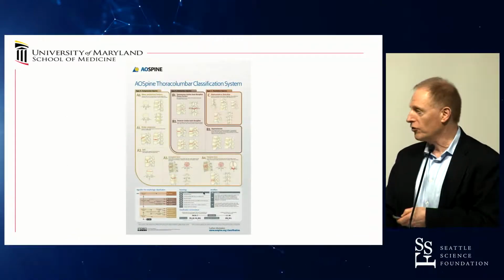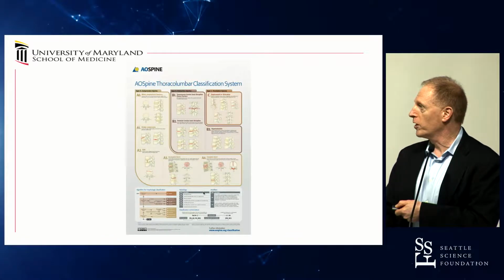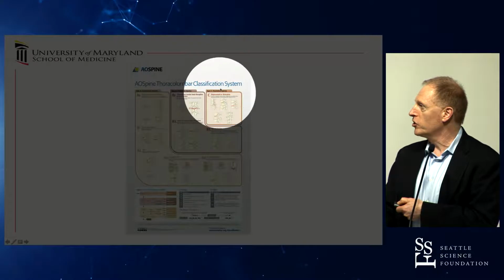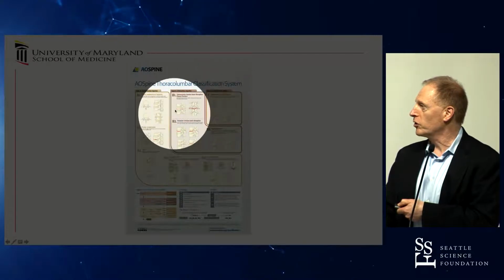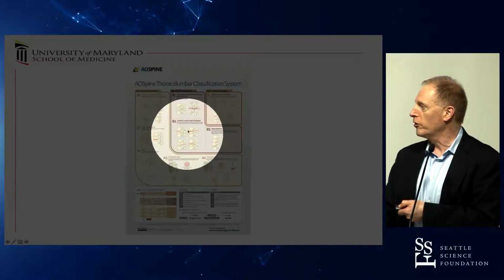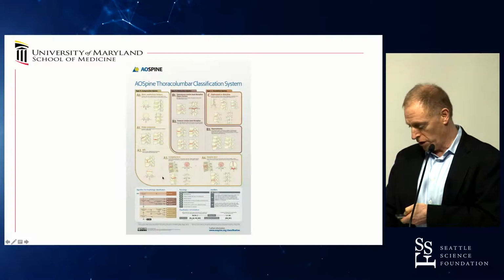Now, this is the AO classification, which you should all be fairly familiar with. It goes ABC for morphology, C being fracture dislocations, B being a tension failure on one side of the spine or the other, and A being anterior column compression type injuries.